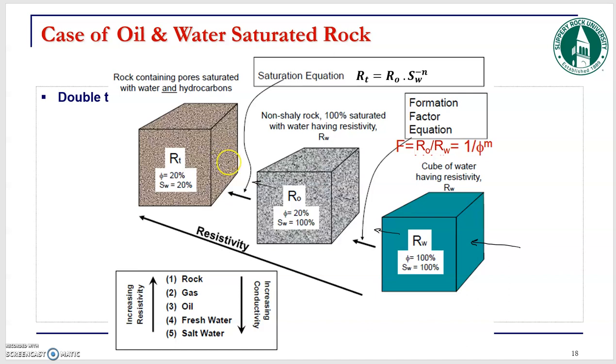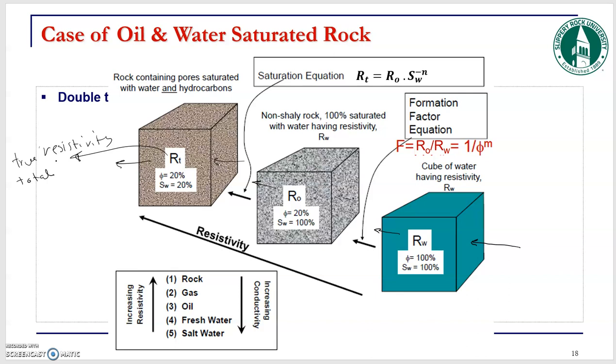So if you pass current through that rock and measure the resistivity of that rock, we call it actually the true resistivity. Sometimes they call it total resistivity. So RT, and we show it with RT. RT is again the resistivity of a rock which has some water saturation, some oil saturation, and the relationship between all these resistivities are very important to us.